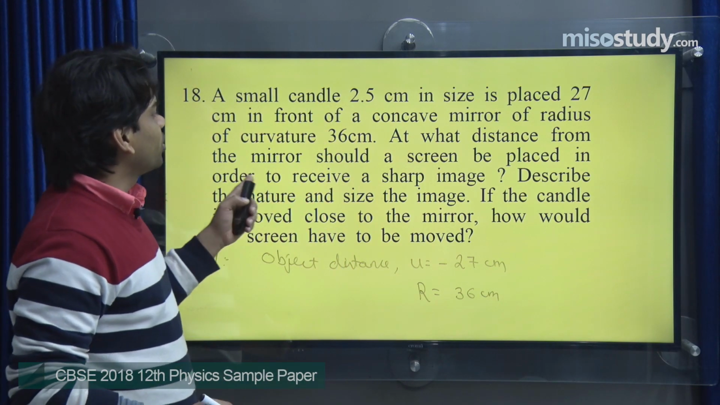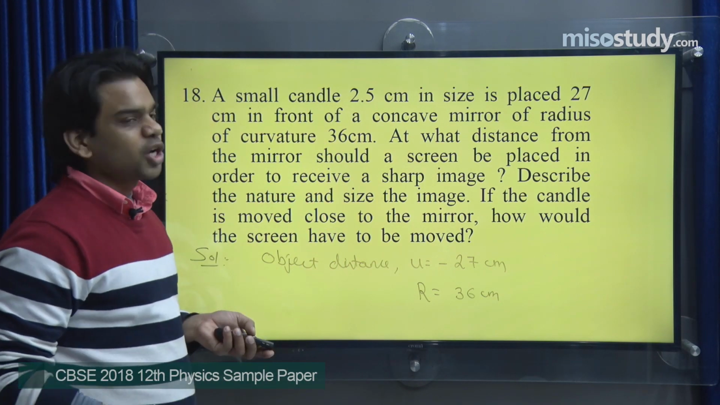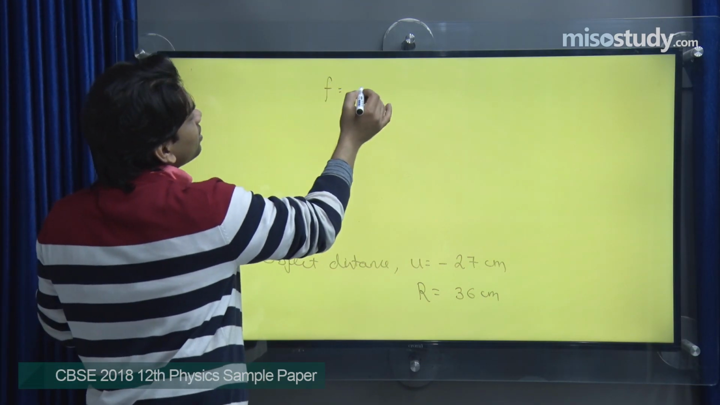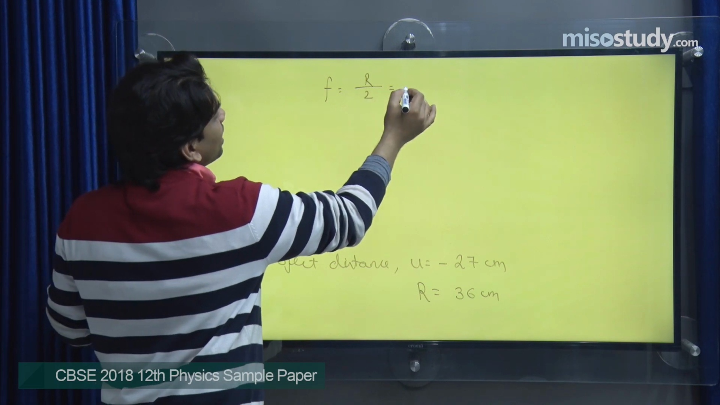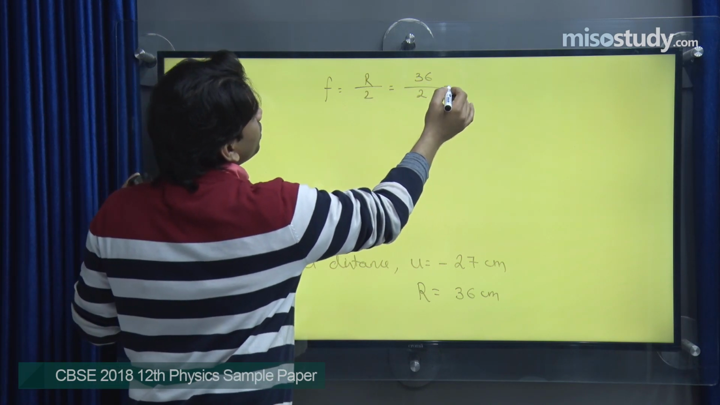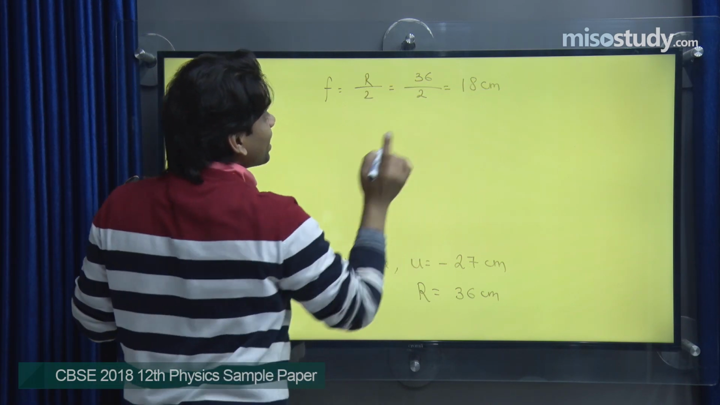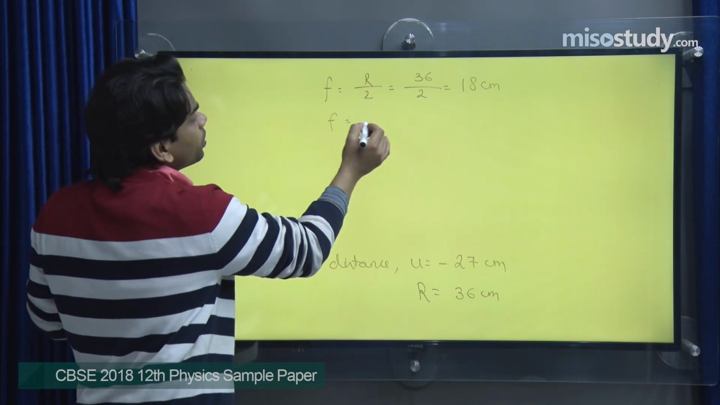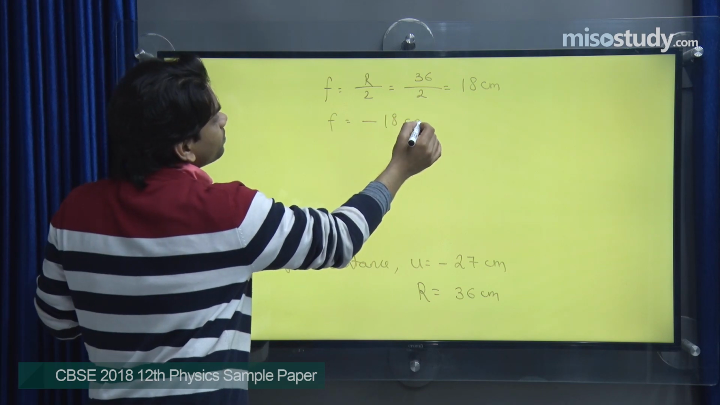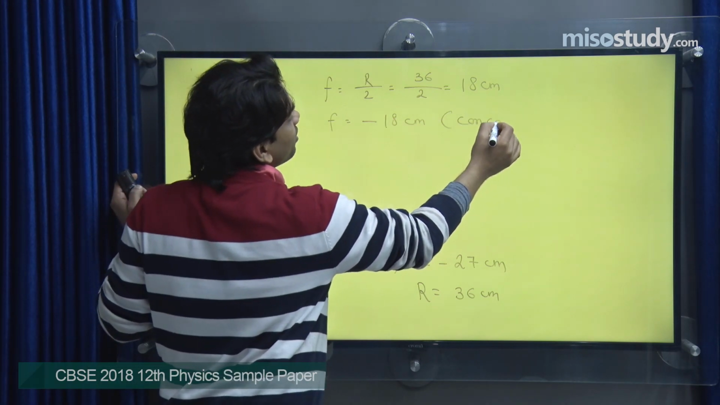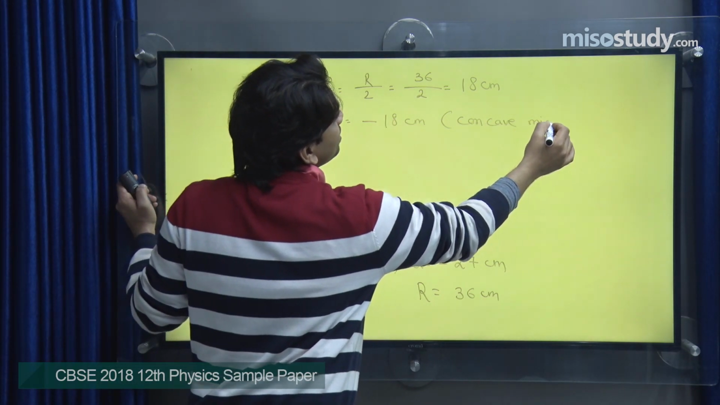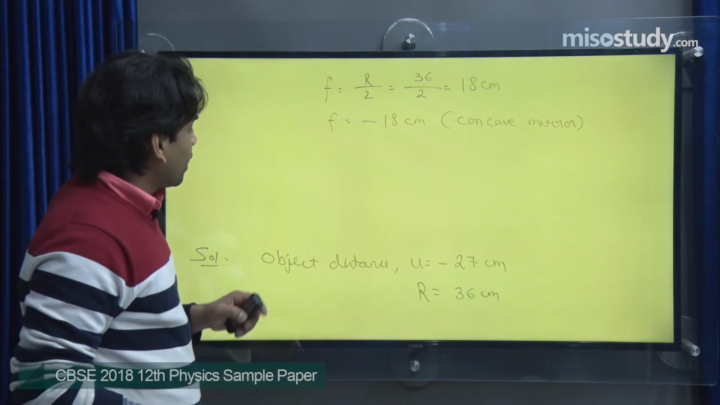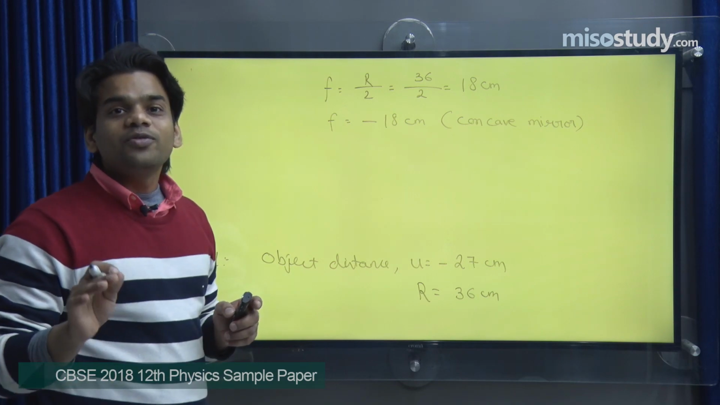At what distance from the mirror should a screen be placed in order to receive a sharp image? Now see here, first of all we know focal length is nothing but r by 2, that is 36 by 2, that is will be 18 centimeter. And since it is a concave mirror, so this focal length should be minus for concave mirror. You have to write each step by step clearly depicting each step. Okay. Now we have to find out the value of image distance.